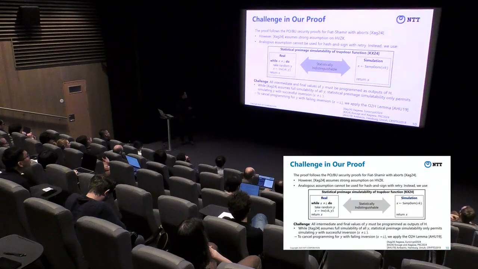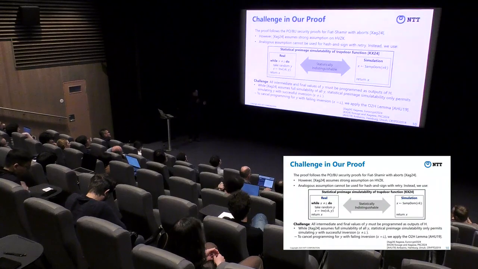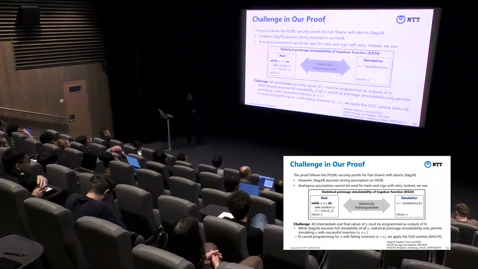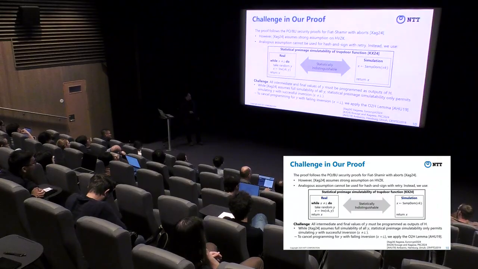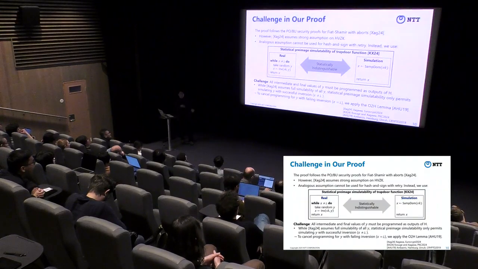And this is a challenging point. All intermediate and failing values we take in this loop iteration must be programmed as outputs of a random function. And this is a requirement of the QROM techniques. But if we can use a good simulability of the trapdoor function, there's no problem, but we only use the statistical preimage simulability. That permits only the simulation of the output with successful inversion, the last value of this real generation.